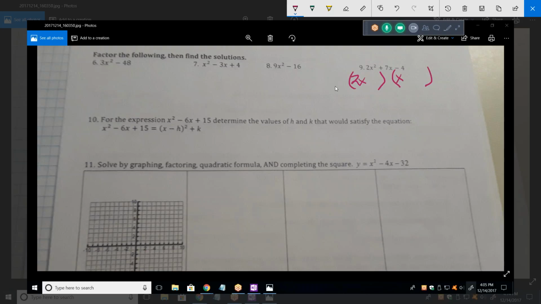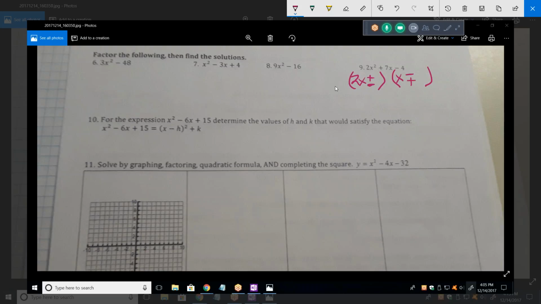Second step. Determine both signs. So one's positive, one's negative. Okay. And in this case, plus minus is not the same as minus plus, so I have to allow for both of them.